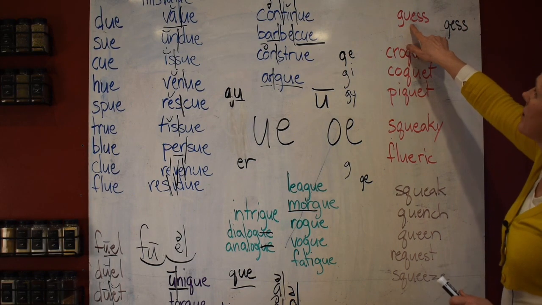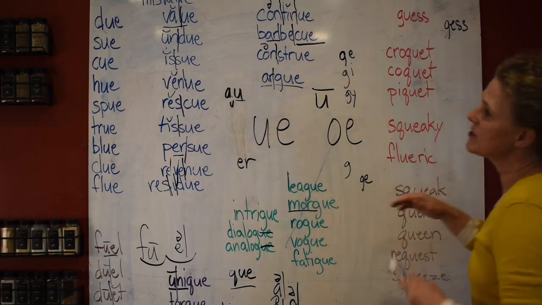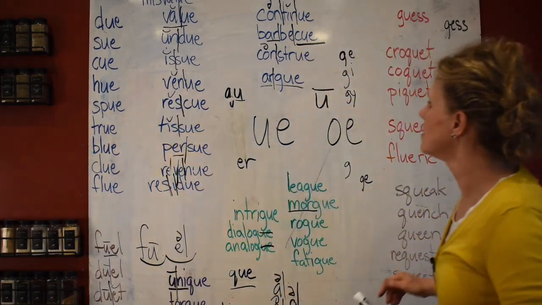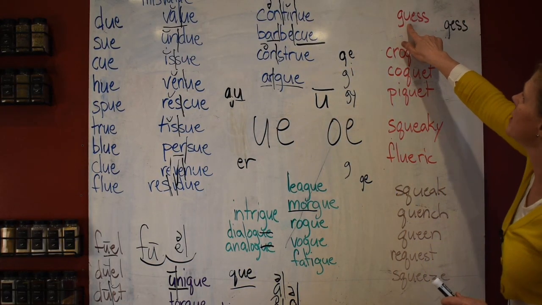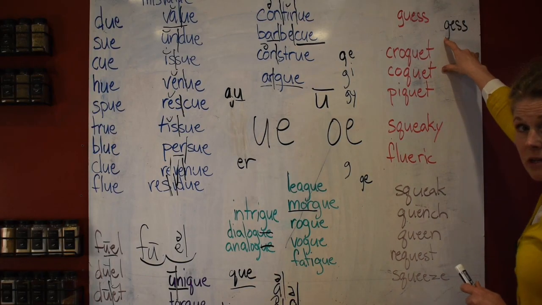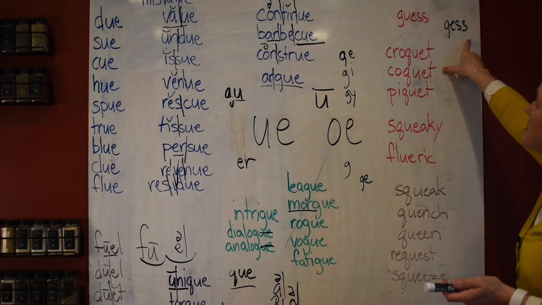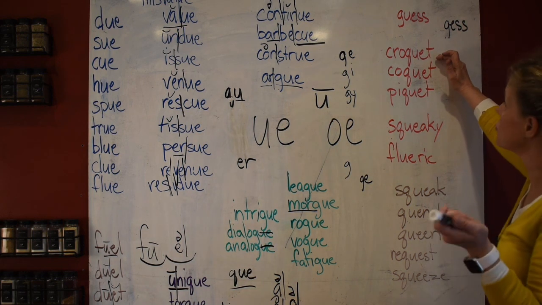So this U right here is not that vowel team. This vowel team is for the end of words. Look, it's in the middle of a word. This U is here so that this word can be spelled, to keep this G saying G. Guess. Okay? Now here's another thing that can be really tricky.